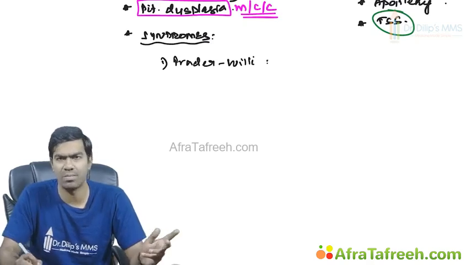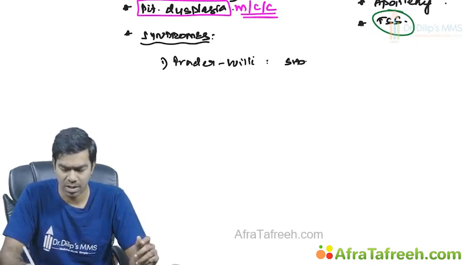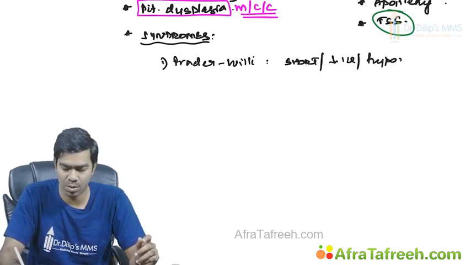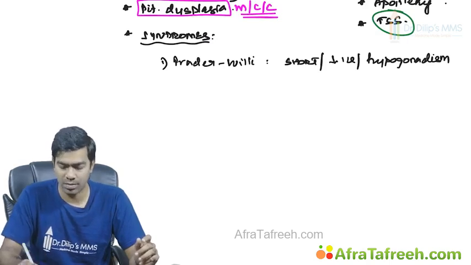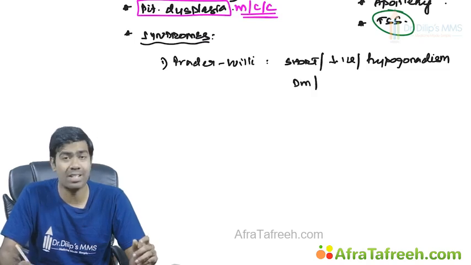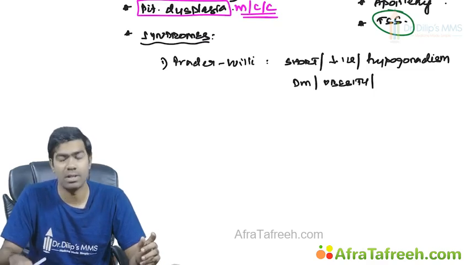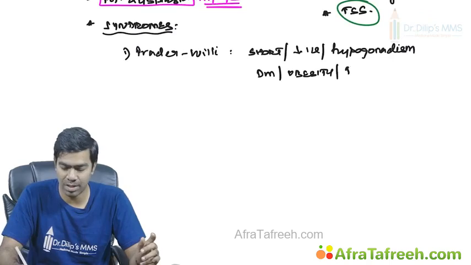You have a lot of features. Some features I will tell. The patient may be a little short. Patient may have a low IQ and mental retardation. Patient will have hypogonadism. All right. Patients will have diabetes. That is because the patient will be very, very obese, and will have a voracious appetite, very much increased appetite, right?